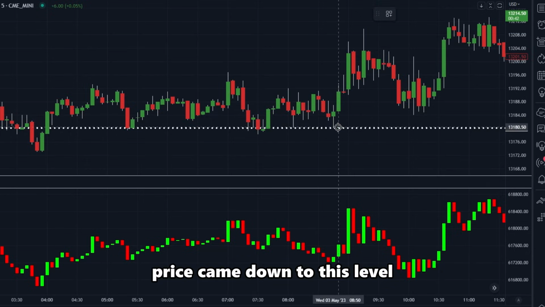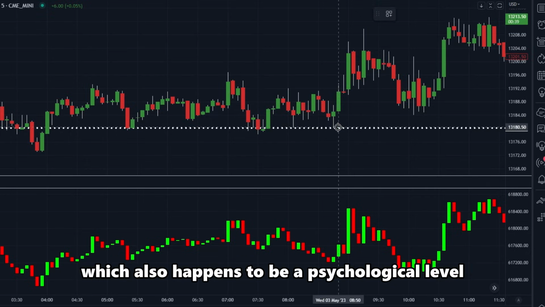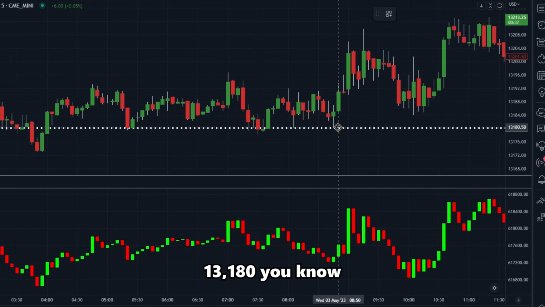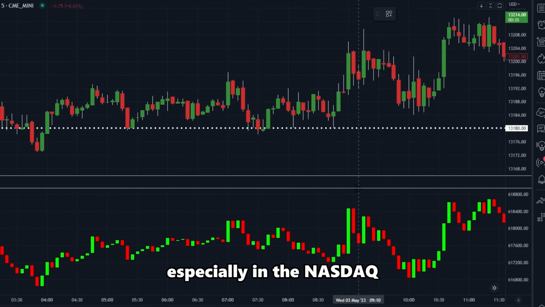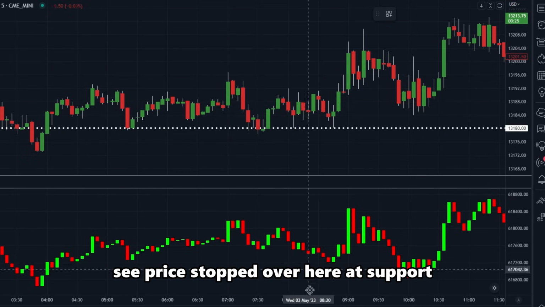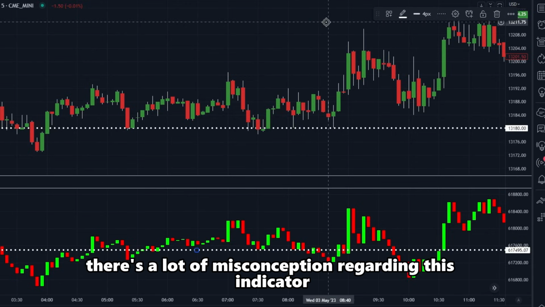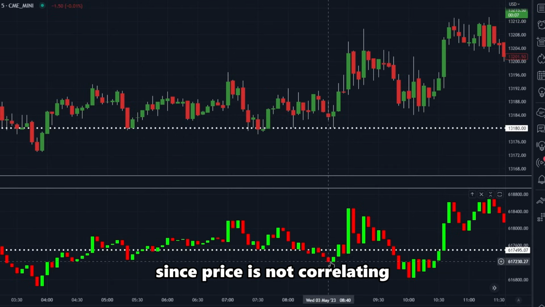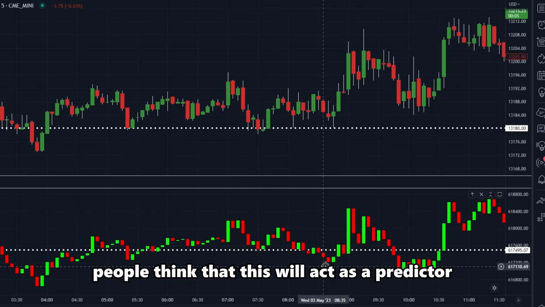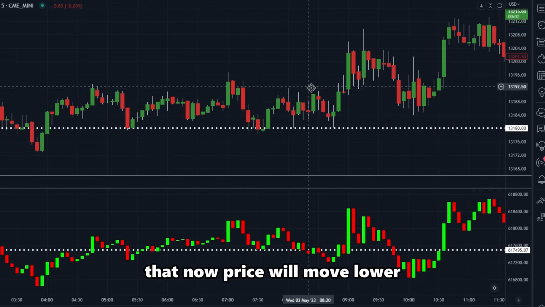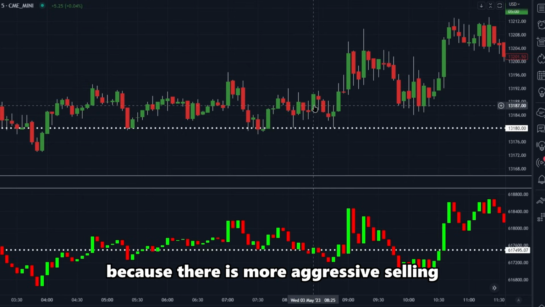Here, look what happened. Price came down to this level, which also happens to be a psychological level, 13,180, especially in the Nasdaq. See, price stopped over here at support. Cumulative delta did not. Now here is where there's a lot of misconception regarding this indicator. Since price is not correlating with cumulative delta, people think that this will act as a predictor that price will now move lower because there is more aggressive selling.